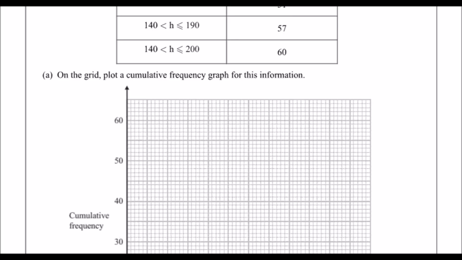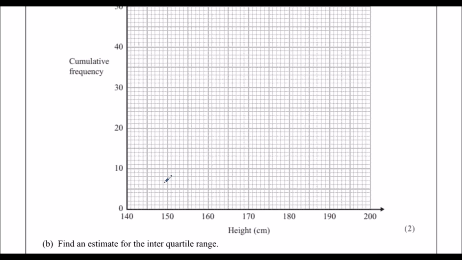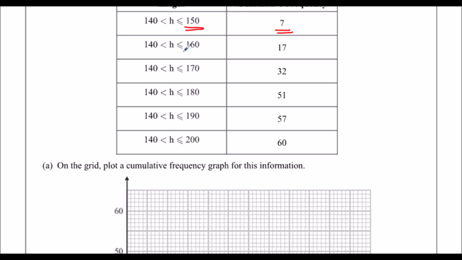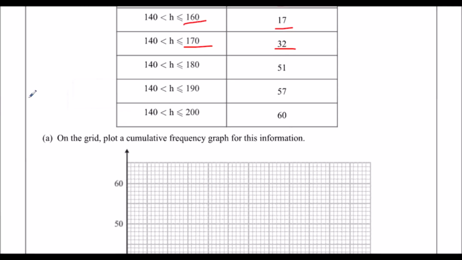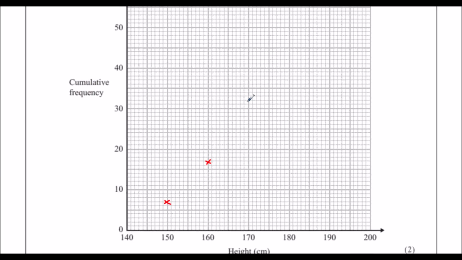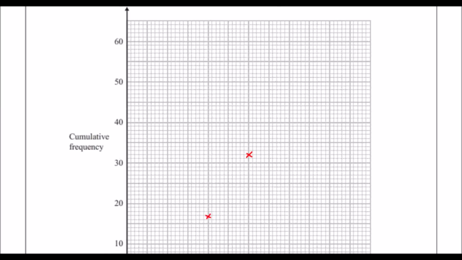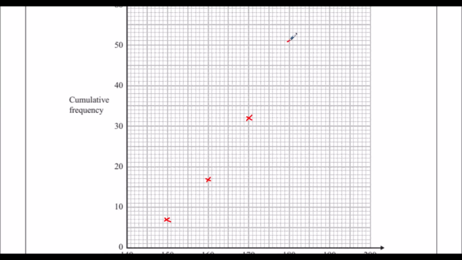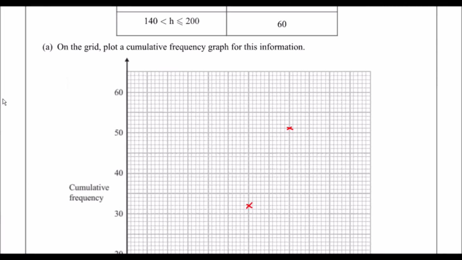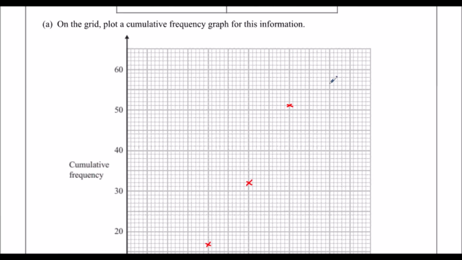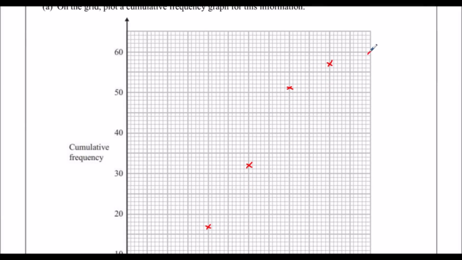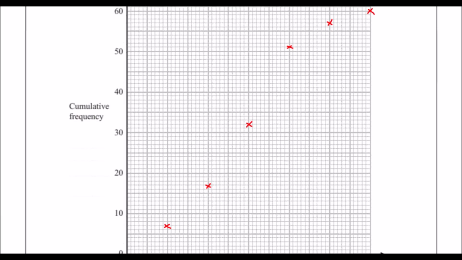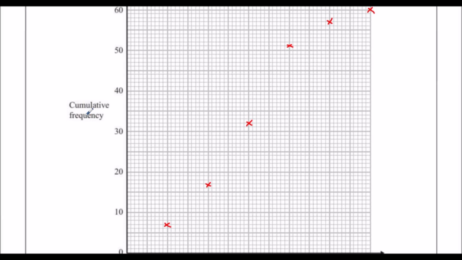So 150 against 7. 160, 17. 170, 32. 180 against 51. 190 against 57. And 260. So then we just join these up with a curve. So we've got to draw a curved line to join up these points.